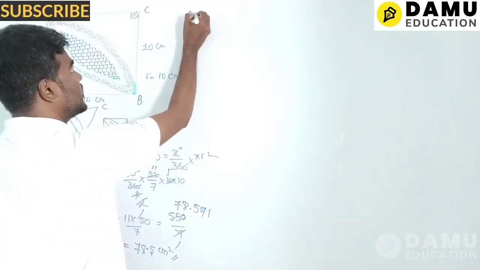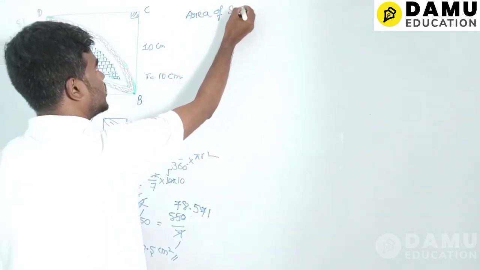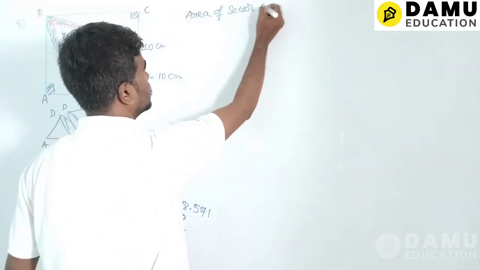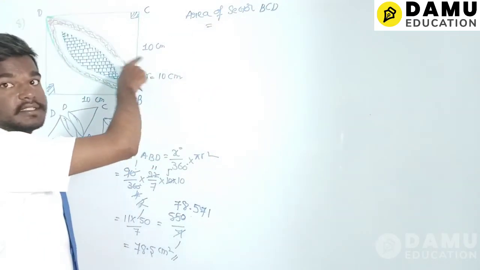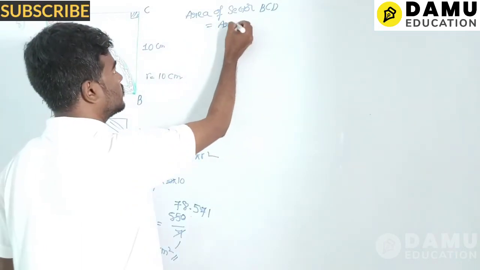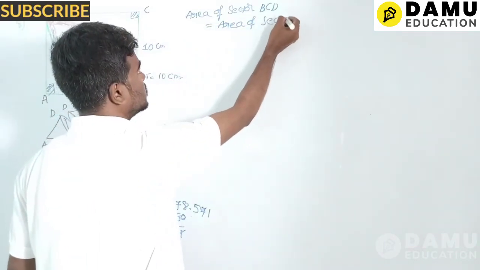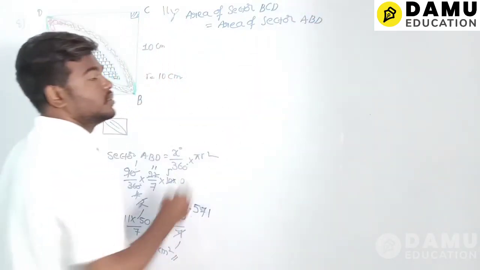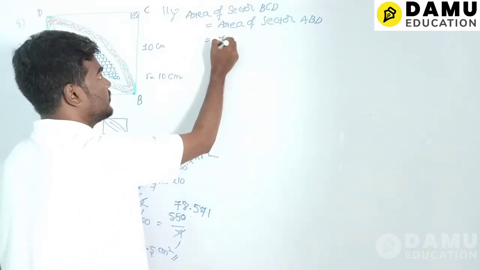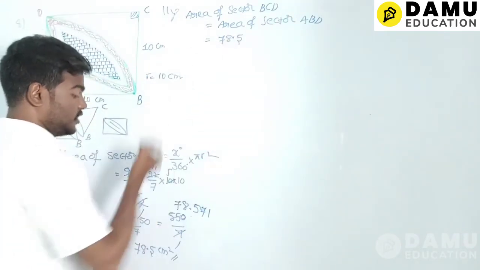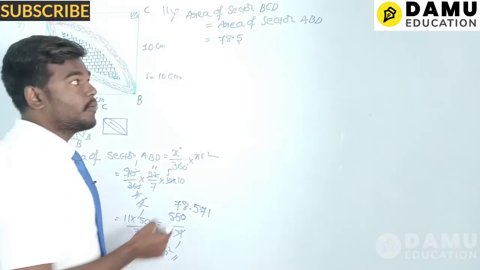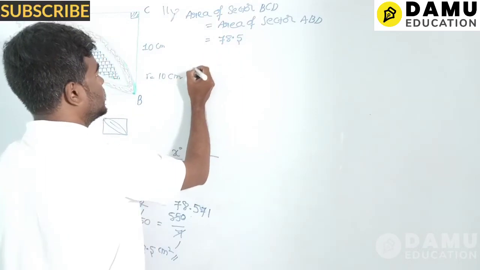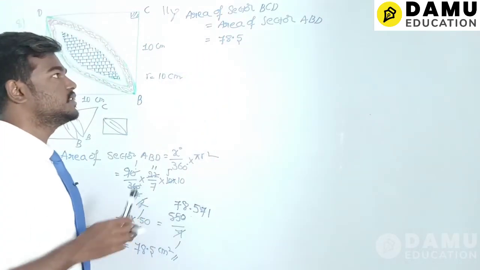Then find the area of the sector BCD. That is the same measurements as the area of the sector ABD. So you can assign the same value, 78.5. So let's take it approximately, these are not exact values. So that is the area of the sectors.